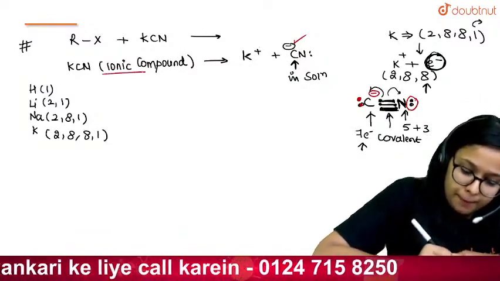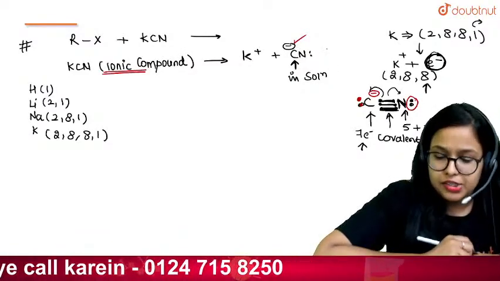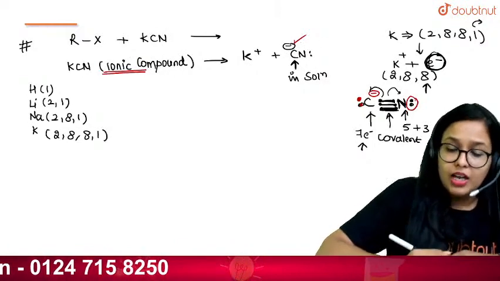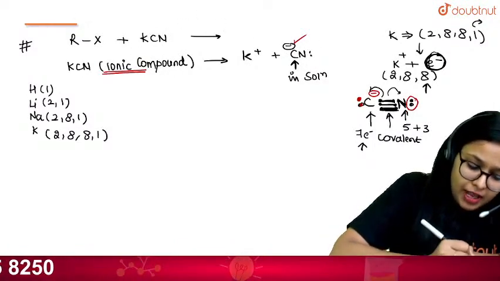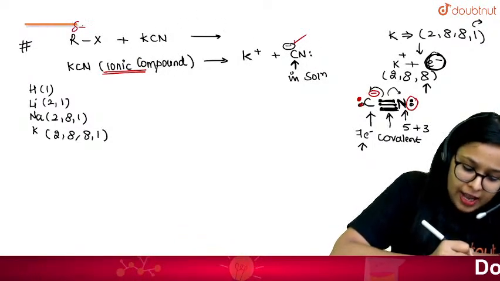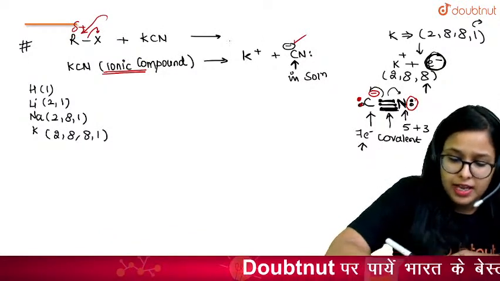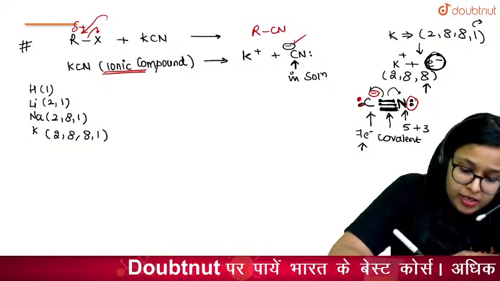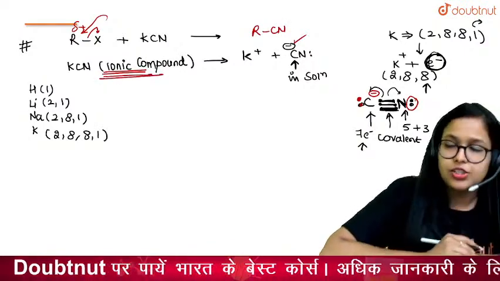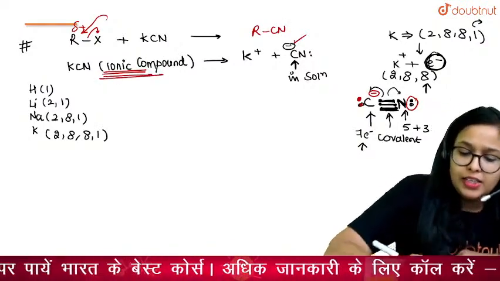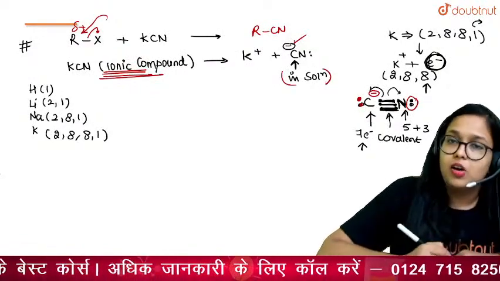If your compound is ionic, CN minus is released. Carbon has the negative charge, it attacks the R delta positive and removes X minus and forms RCN, right? This is due to the ionic compound. The attacking species is carbon.